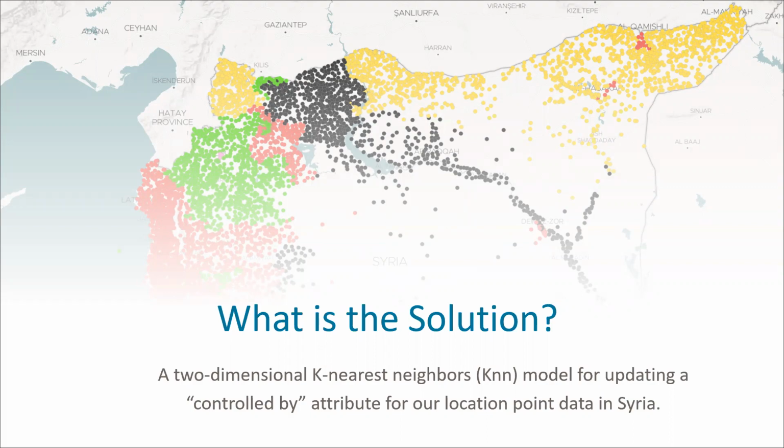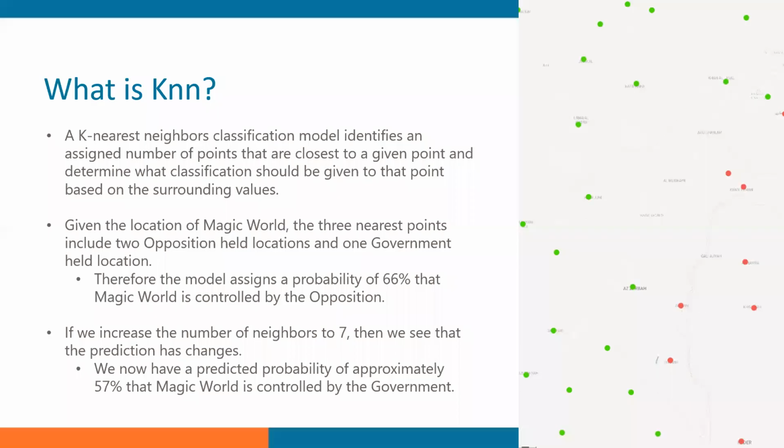Next slide. And what I mean when I say that is a k-nearest neighbors classification model identifies an assigned number of nearest points where we have a known value, a known classification for those points. And it then takes those and gives a probability that the point you are looking for is a certain classification. So given the location of Magic World, which I think if we click once, it should have an animation that comes up. There we go.